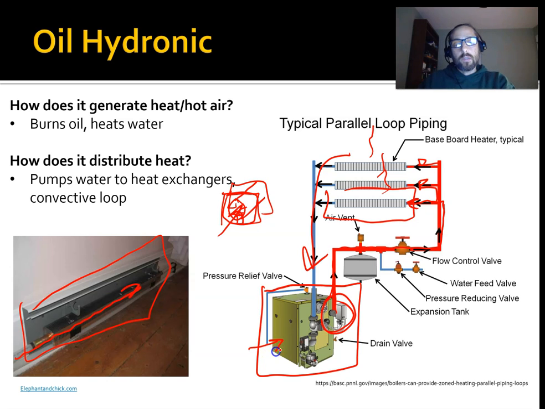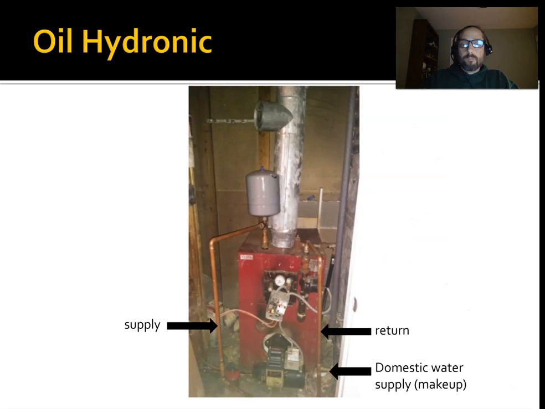So there are different styles of this. There's on demand, or there are some that are thermostatically controlled where there's a tank in there that just keeps the water at a certain temperature. That's your oil hydronic. That's a picture of a very old oil hydronic, right? So here's your hot water supply, which goes out to the baseboards, and this is the return that comes back, and here's your tank. Here's your burner. And then here's where the gases go. So this is a combustion appliance.